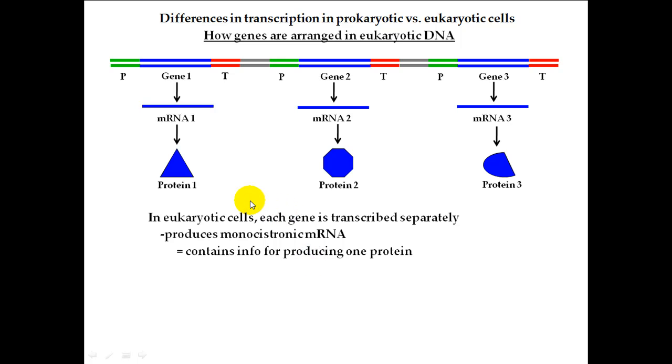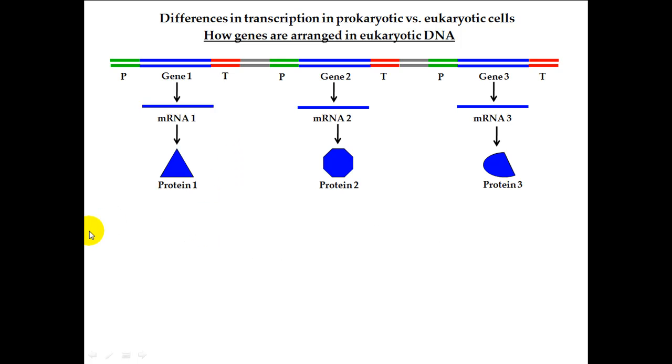It turns out that genes can be arranged a little bit differently in the DNA of prokaryotic cells. Some genes on prokaryotic DNA are arranged like this, but there's a different arrangement that you might also find in prokaryotic DNA. And here's what that different arrangement looks like.